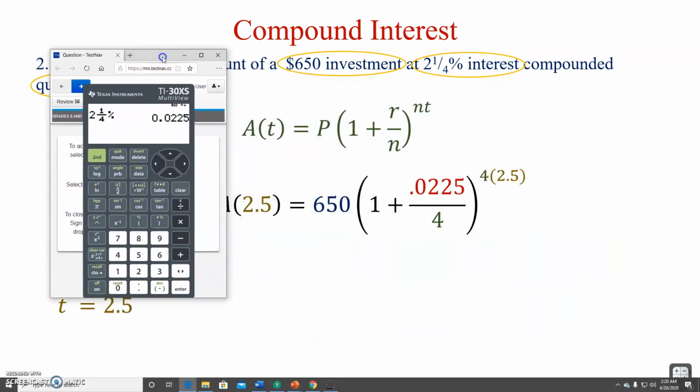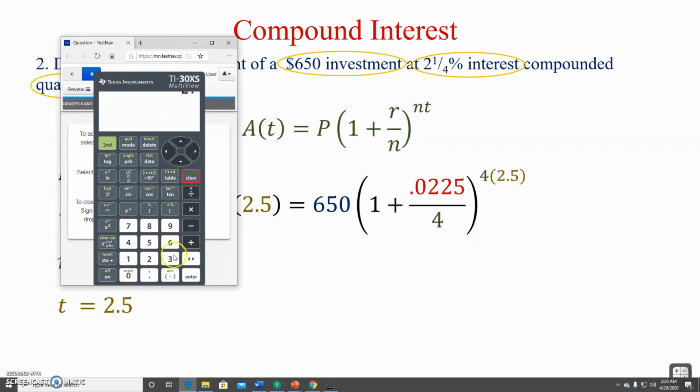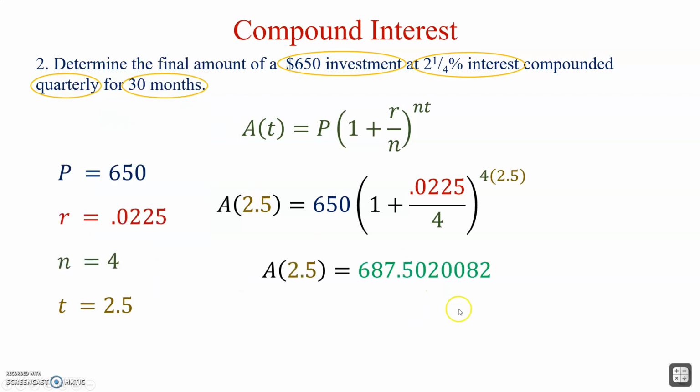So let's see, we've got, let's clear this, 650 times 1 plus 0.0225 over 4, move it over, parentheses, all of this is raised to the 4 times 2.5. Bam, there we go. So it looks like it's going to be $687.50 eventually. There's a 687 that the calculator told us, so our amount is $687.50.